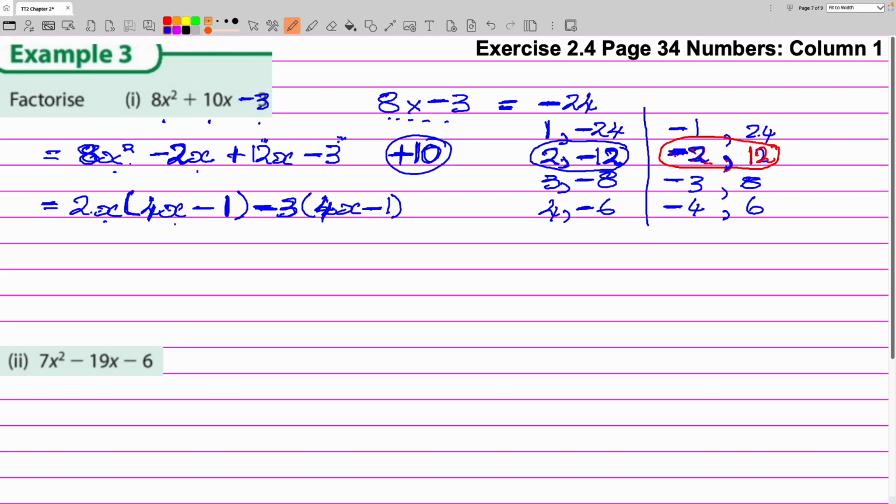Minus 12. Do we have a minus 12? So what do we do with the sign? Plus, change it. Then the last line is 2 brackets. What goes in the first bracket? I'm a creature of habit. 4x minus 1. What goes in the second bracket? 2x plus 3.